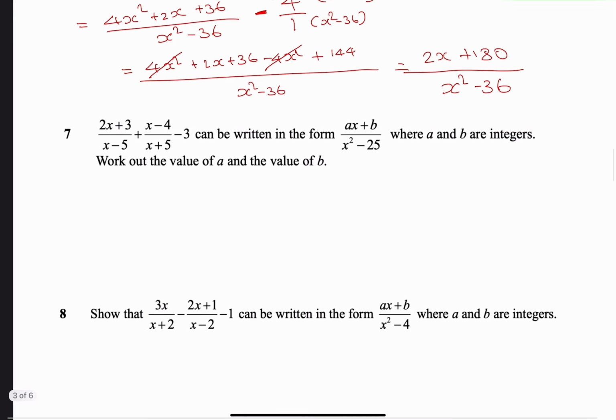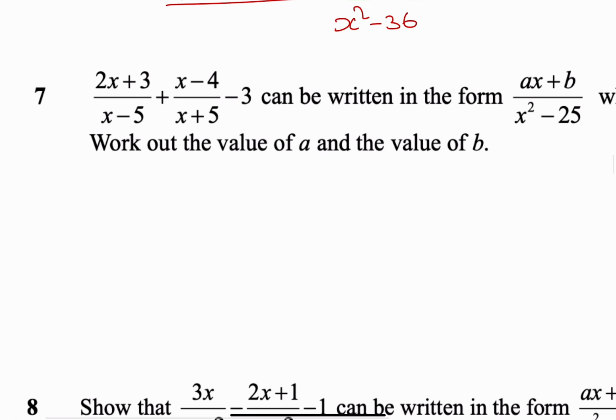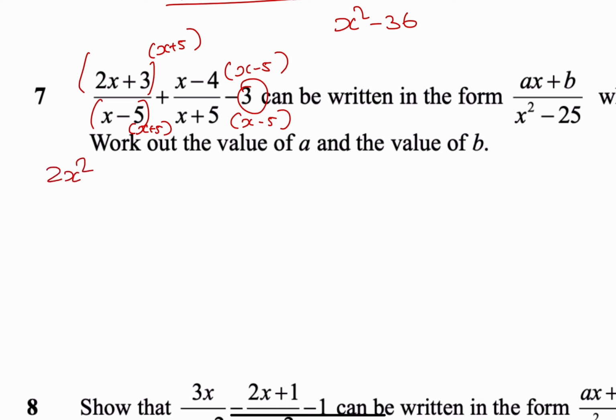Next one. So you times this by x plus 5, times here by x minus 5. I'll do the 3 later on. So on the top you got 2x squared plus 10x plus 3x is plus 13x plus 15, all divided by x squared minus 5x plus 5x cancels, minus 25.